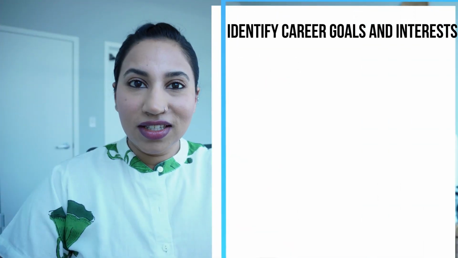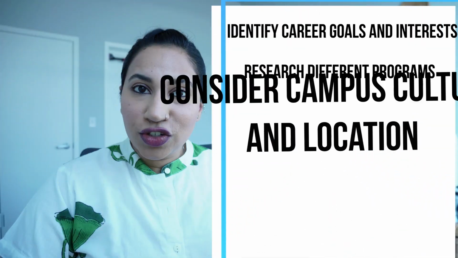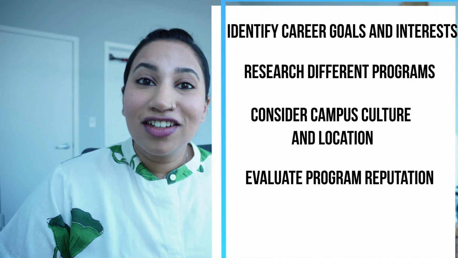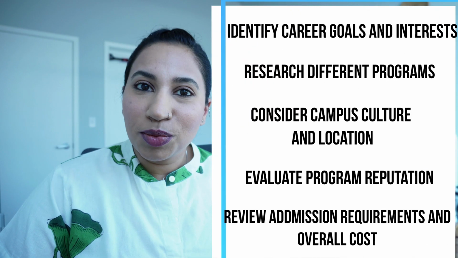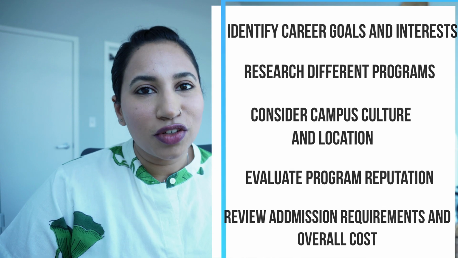So there you have it, tips on choosing the right master's program in USA or Canada. Identify your career goals and interests, research different programs, consider the campus culture and location, evaluate program quality and reputation, and lastly, review admission requirements and cost of the program and look for funding and scholarship opportunities provided by the university. Remember to start early and do not hesitate to reach out to faculty or advisors for more guidance.